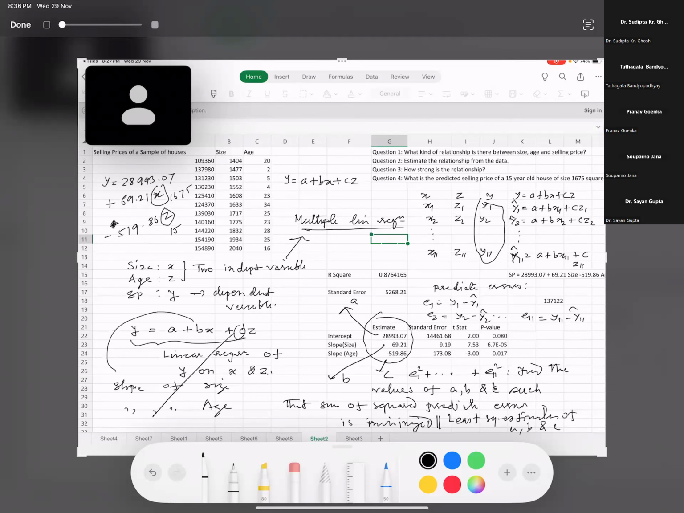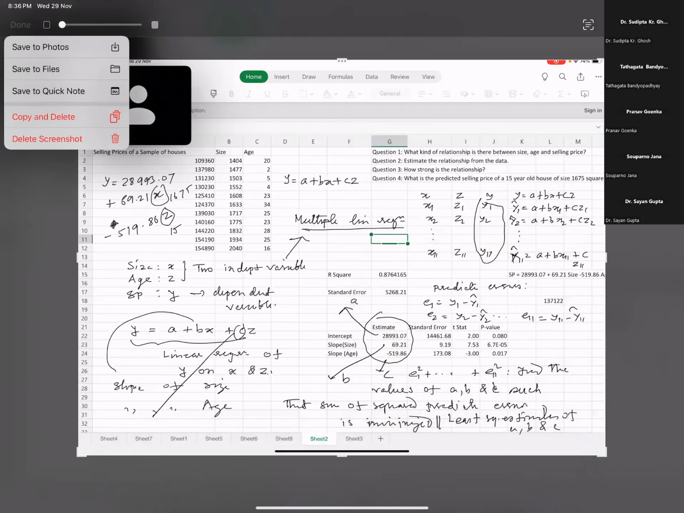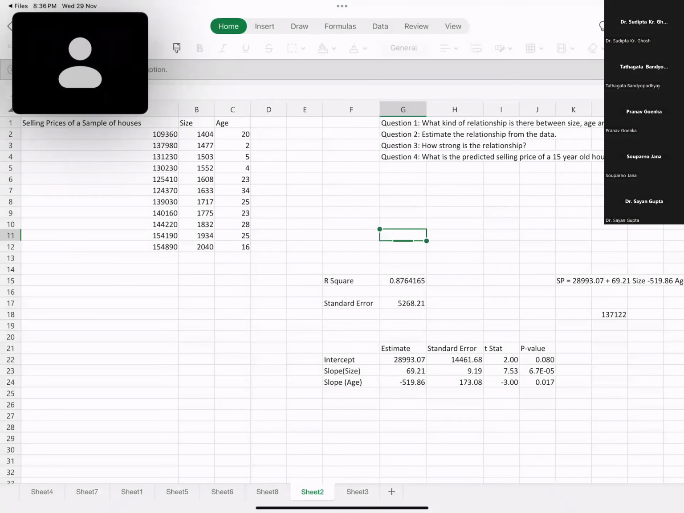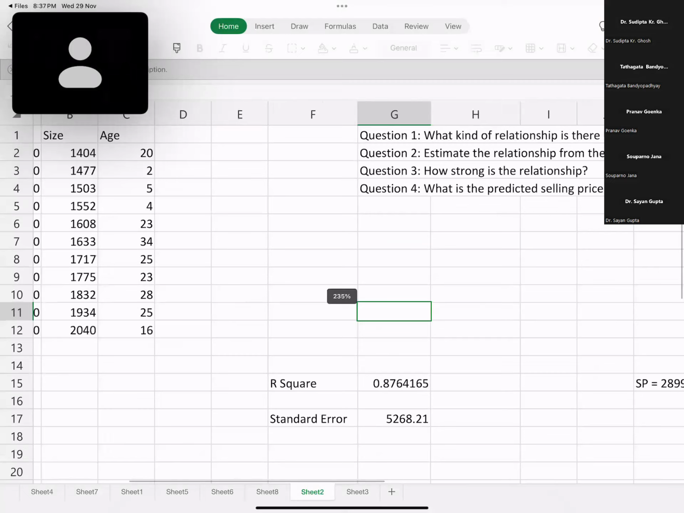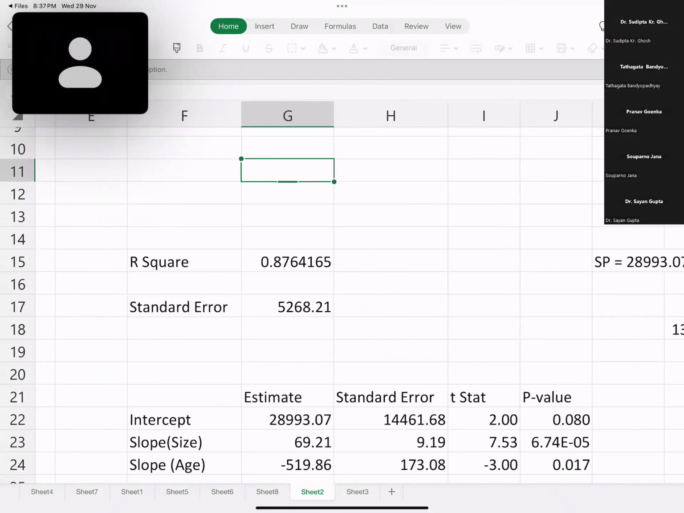Now, one more thing I will touch upon, but I will not get into too much detail because this is something which needs more time. So you see that I have here talked about R square. I calculated R squared, which is 0.8764165. So R square is 0.876, which means around 0.88, not 88, 0.88.